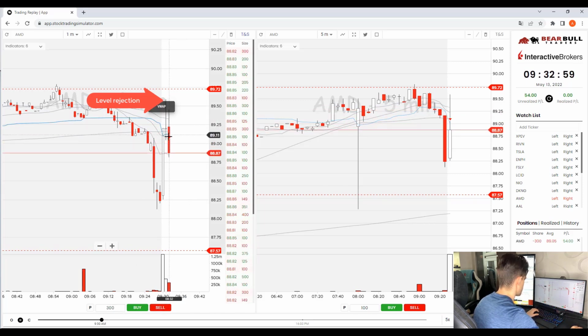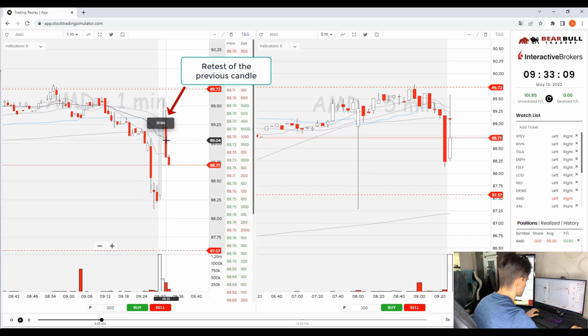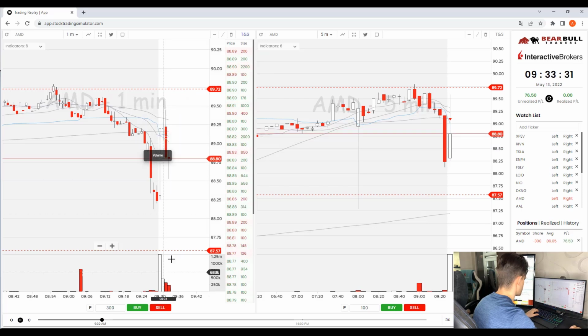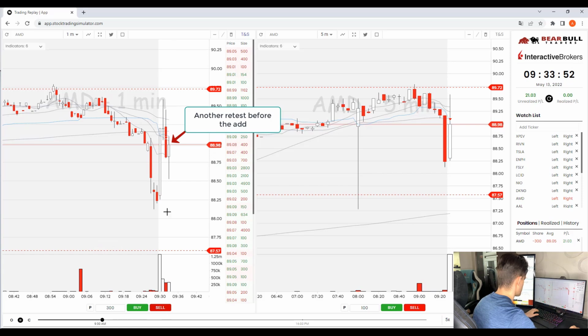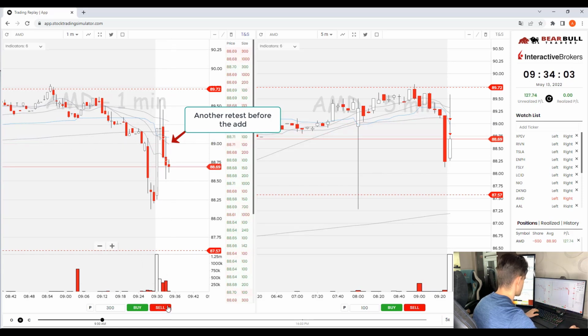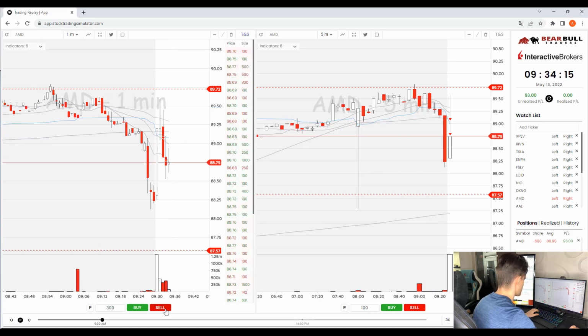So it goes from green to red, where we establish or start opening our position. You want to look for at least 2 more adds to your position, and the retest should be around 30 to 40% of the previous candle. You can see that the stock retested the previous candle, and then we simply add into our position when the candle goes from green to red.